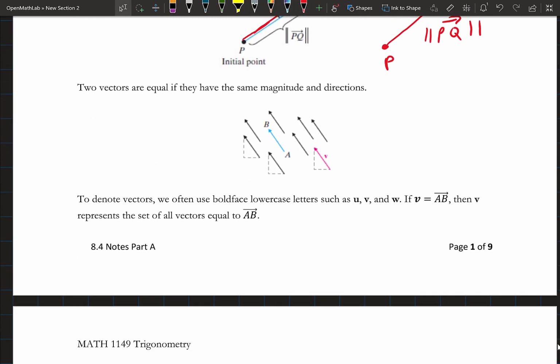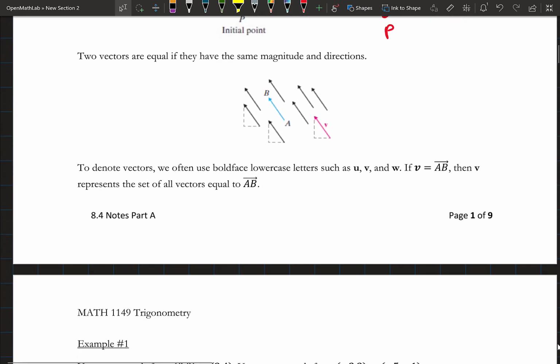Two vectors are equal if they have the same magnitude and the same direction. The vectors don't have to be on top of each other in order to be equal in that sense. We just need them to have the same length, the same magnitude, and also the same direction.